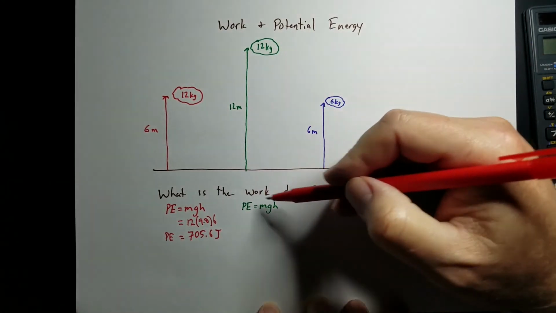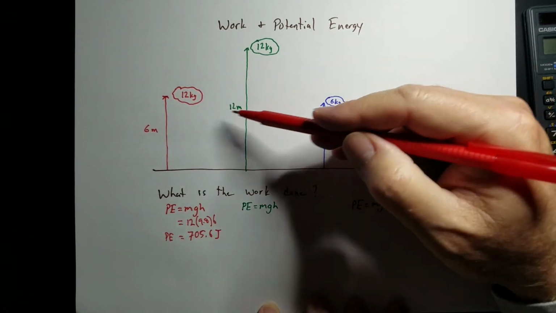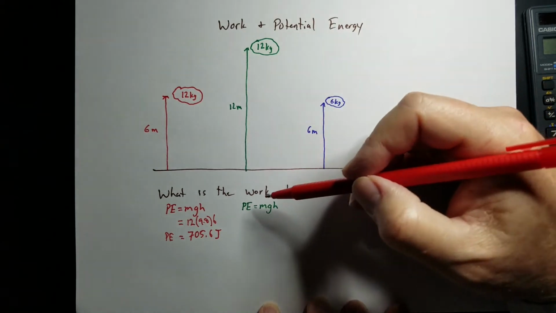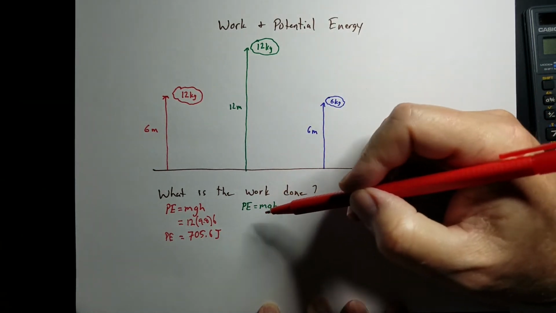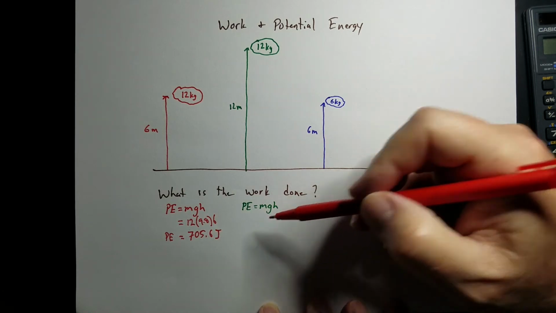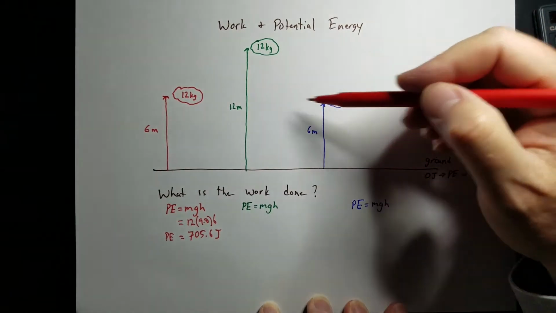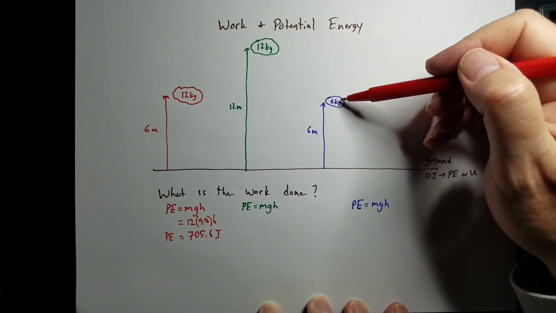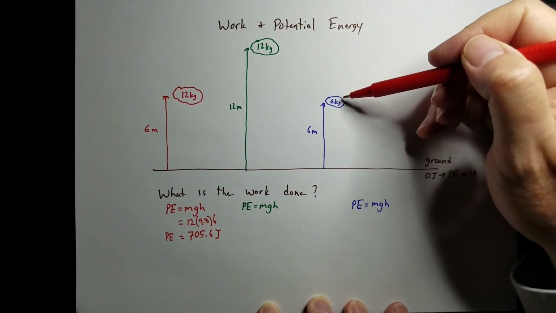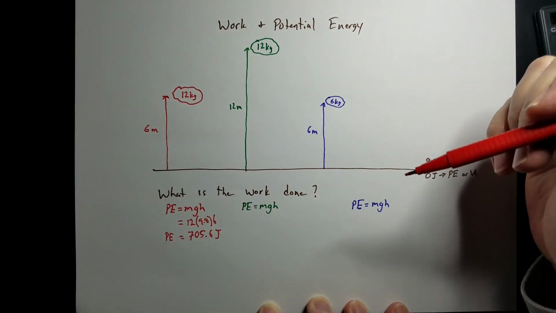Now, we've got the same block now moved 12 meters above the ground. So we could calculate it again like we just did, but let's take a look at it. We're at twice the height, same mass, so we should have twice as much potential energy. So it'll be this simply times 2. We've got something that's the same height as this one, but it has half the mass. So if it has half the mass at the same height, it should have half the potential energy. So we can just take that and divide by 2.